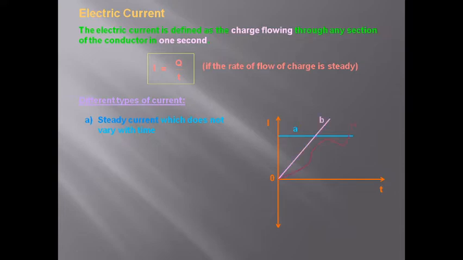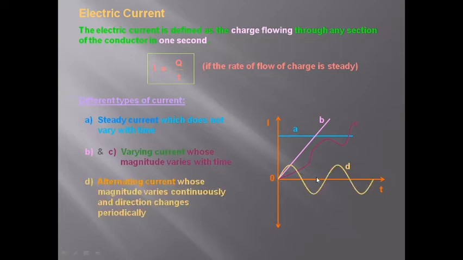And in graphs B and C, the magnitude of I is changing, so they represent the varying current, whose magnitude varies with time. Third, there is another graph D, in which the magnitude of current is changing continuously and the direction also changes periodically, and this type of current is called alternating current. So these are three different types of currents.